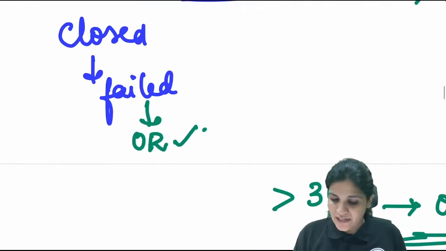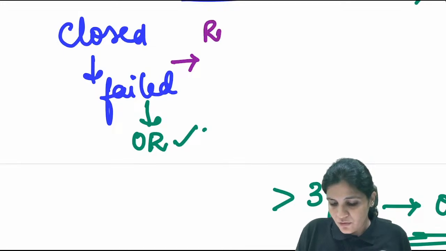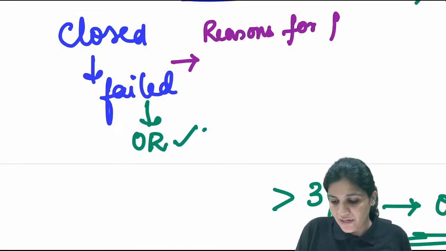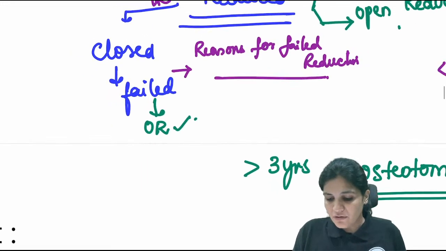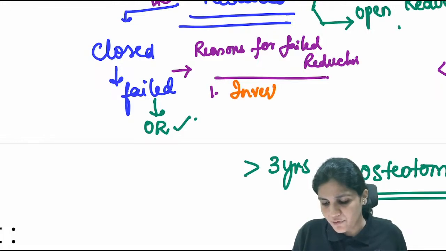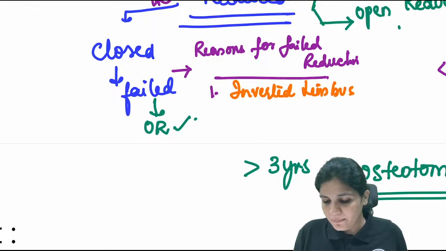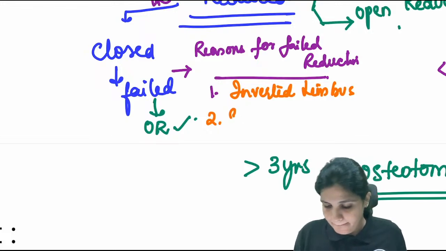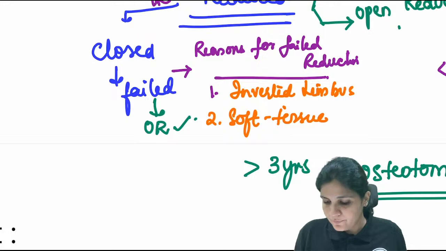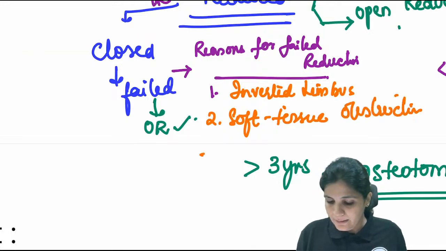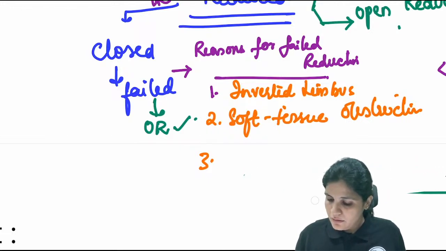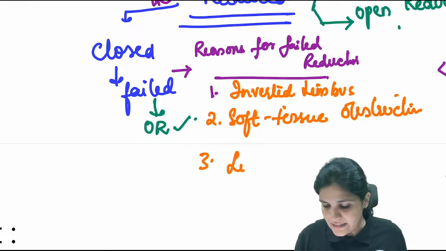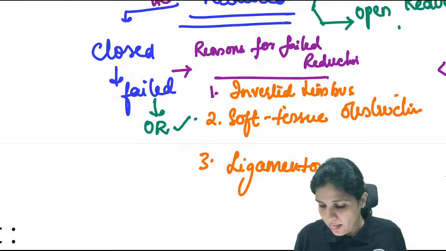So why do you think the closed reduction will fail? What do you think the reasons for failed reduction could be? Okay. So the reasons could be, this is not very much required for you, but you can put this in your mind: inverted limbus or some soft tissue obstruction, or ligaments are very, very lax. I'll write it again. Whenever the muscles or ligaments are very, very lax, even if you reduce, again they will dislocate.